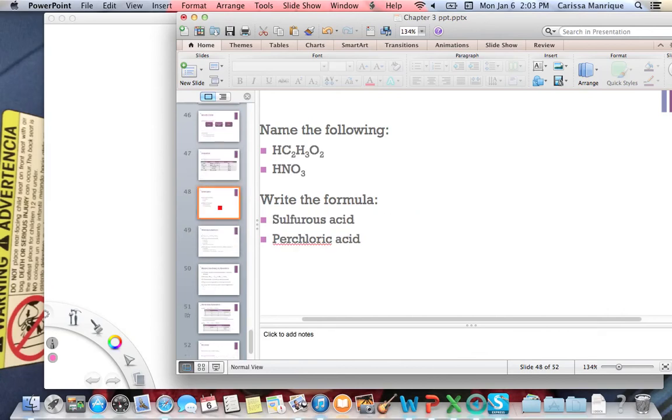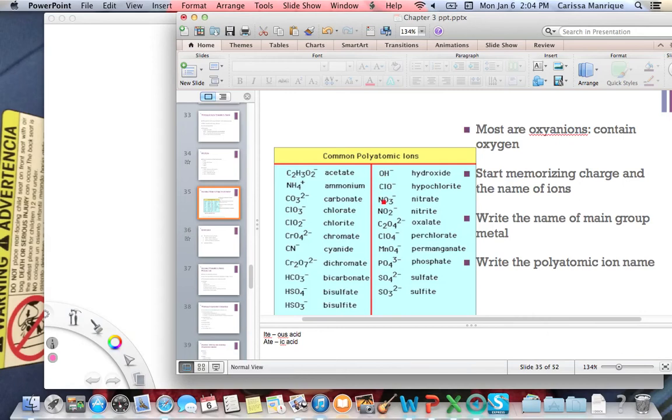Okay, let's look at the next one. HNO3. So we're going to look up NO3. Remember the H just means it's an acid. The H tells us to convert it to its acid name if it begins with an H. So let's go back up to here, to 35, and let's find NO3. NO3 is a nitrate, so that's going to be an -ic acid. That means it's going to be nitric acid. Okay? So I hope this makes sense.